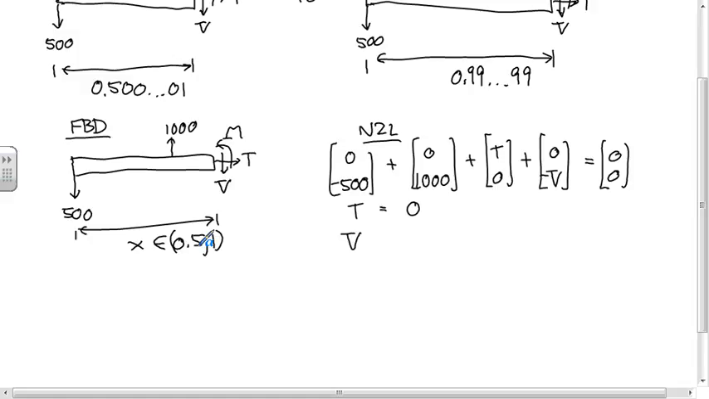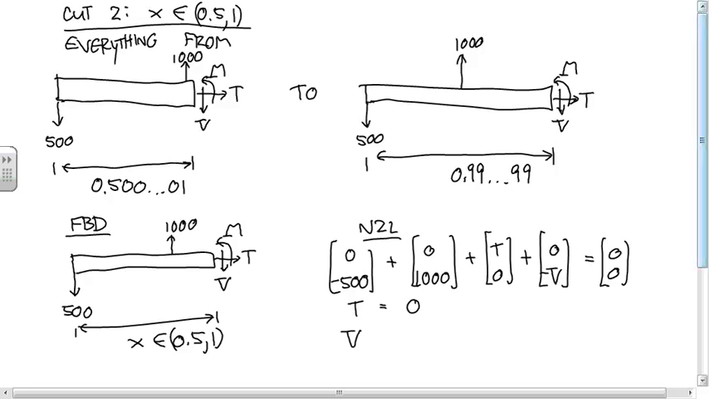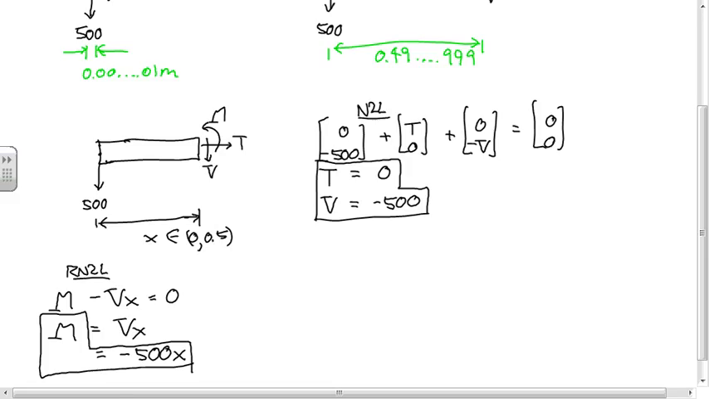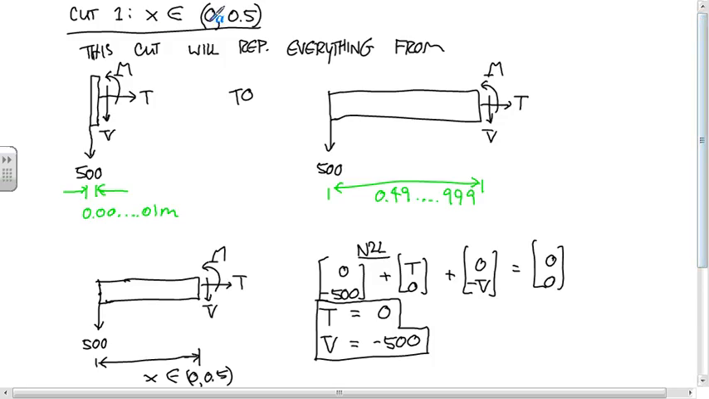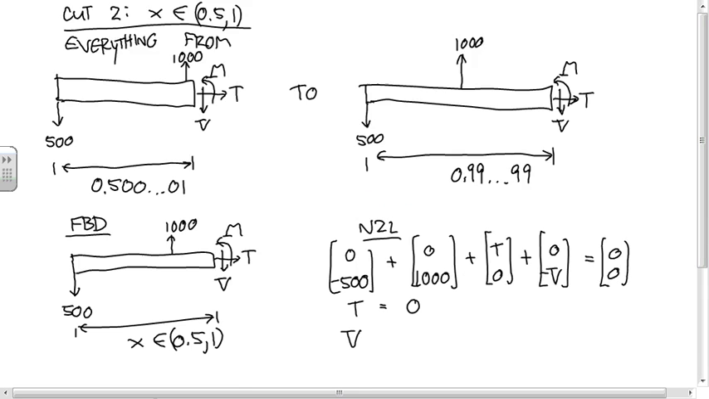Right, right. But our free body is always going to go from the left end all the way to x. X is what changes. Our first cut had x only represent x values between 0 and 0.5, and our second free body, x represents values from 0.5 to 1. But wouldn't the 500, the downwards force of 500, not be included if x is between 0.5 and 1? Yeah, there's another 500 over here that's not included.